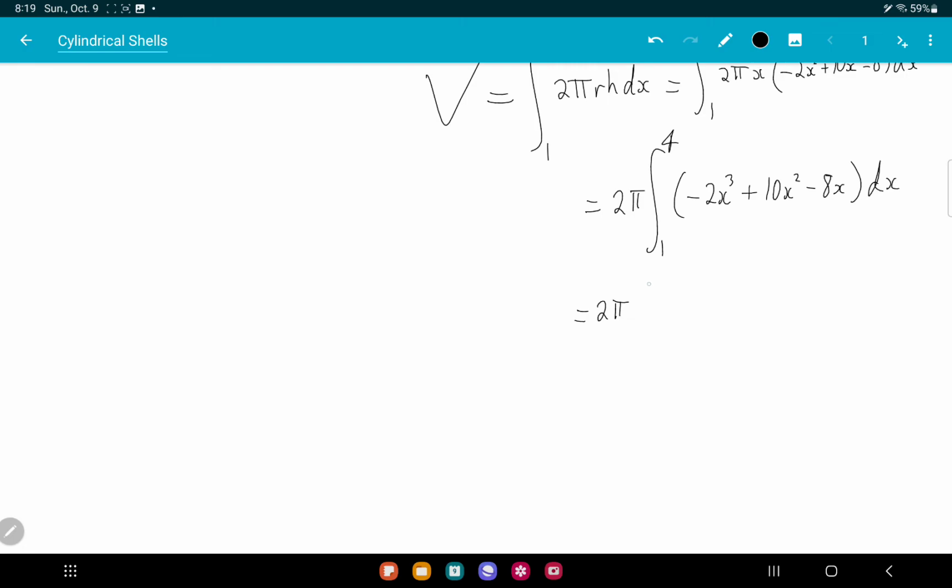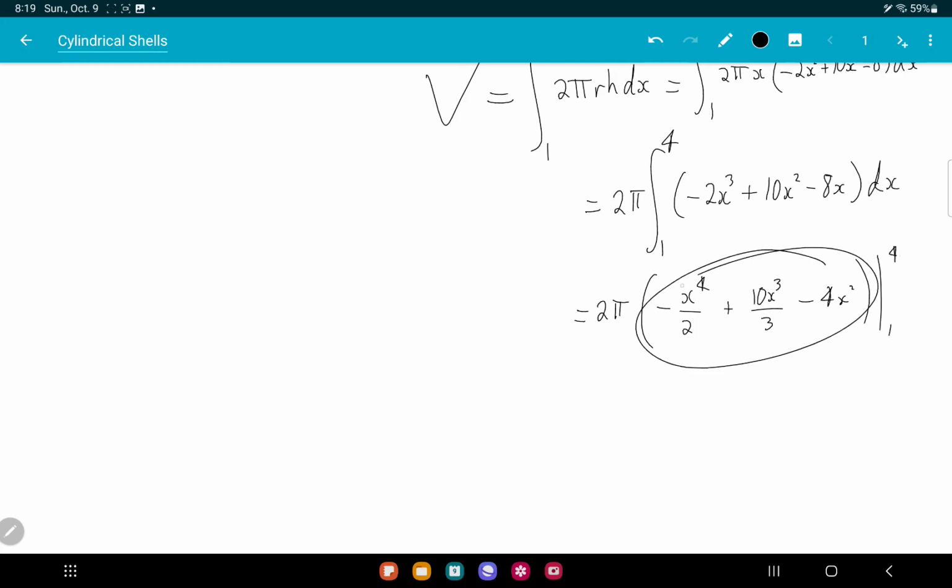2 pi. Oh boy, what do I do? Aha. Minus x to the 4 over 4. No, over 2. Plus 10x cubed over 3. Oh, this is going to be awful. Minus 4x squared from 1 to 4. Double check just by doing a quick derivative here. Make sure everything lines up the way I want it to. Yep.